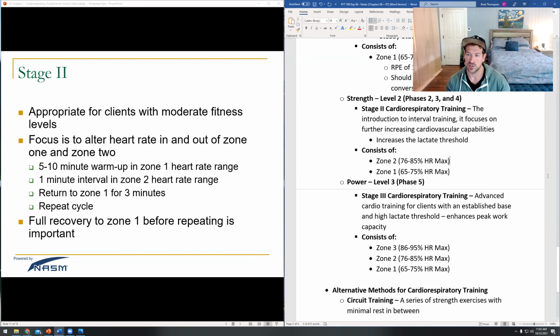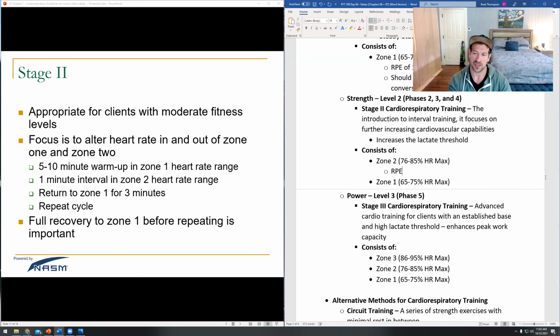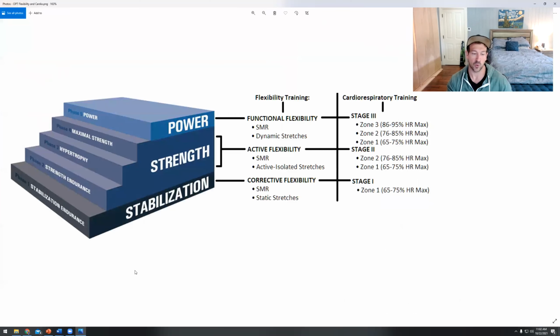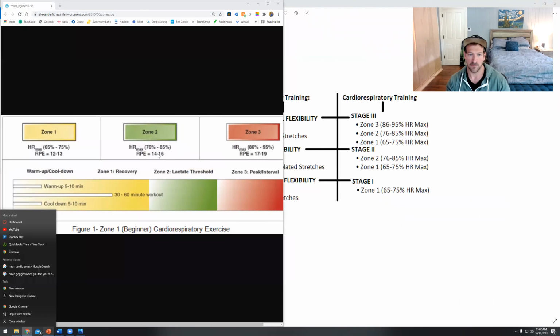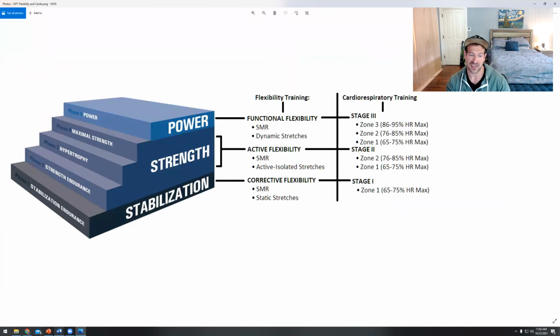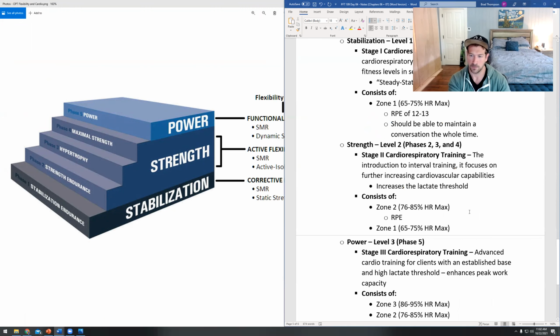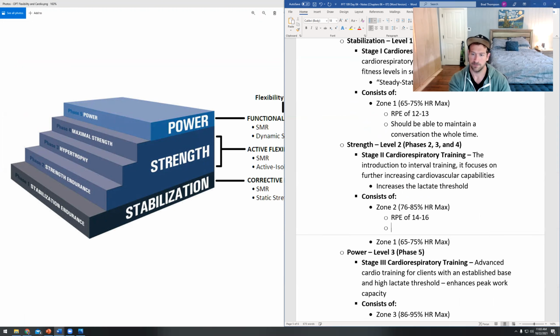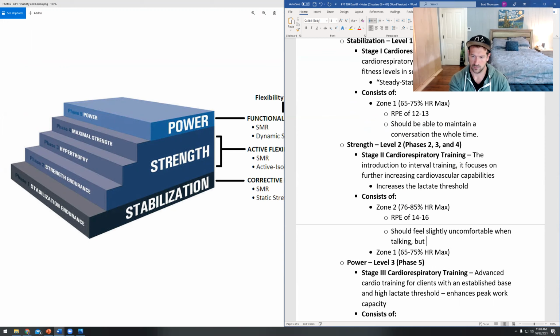So zone 2 is going to be that RPE of 14 to 16, or we could say that that is 76 to 85% of the 1 rep max. So that's what we mean when we say zone 2. And then zone 1 is the same as it used to be.